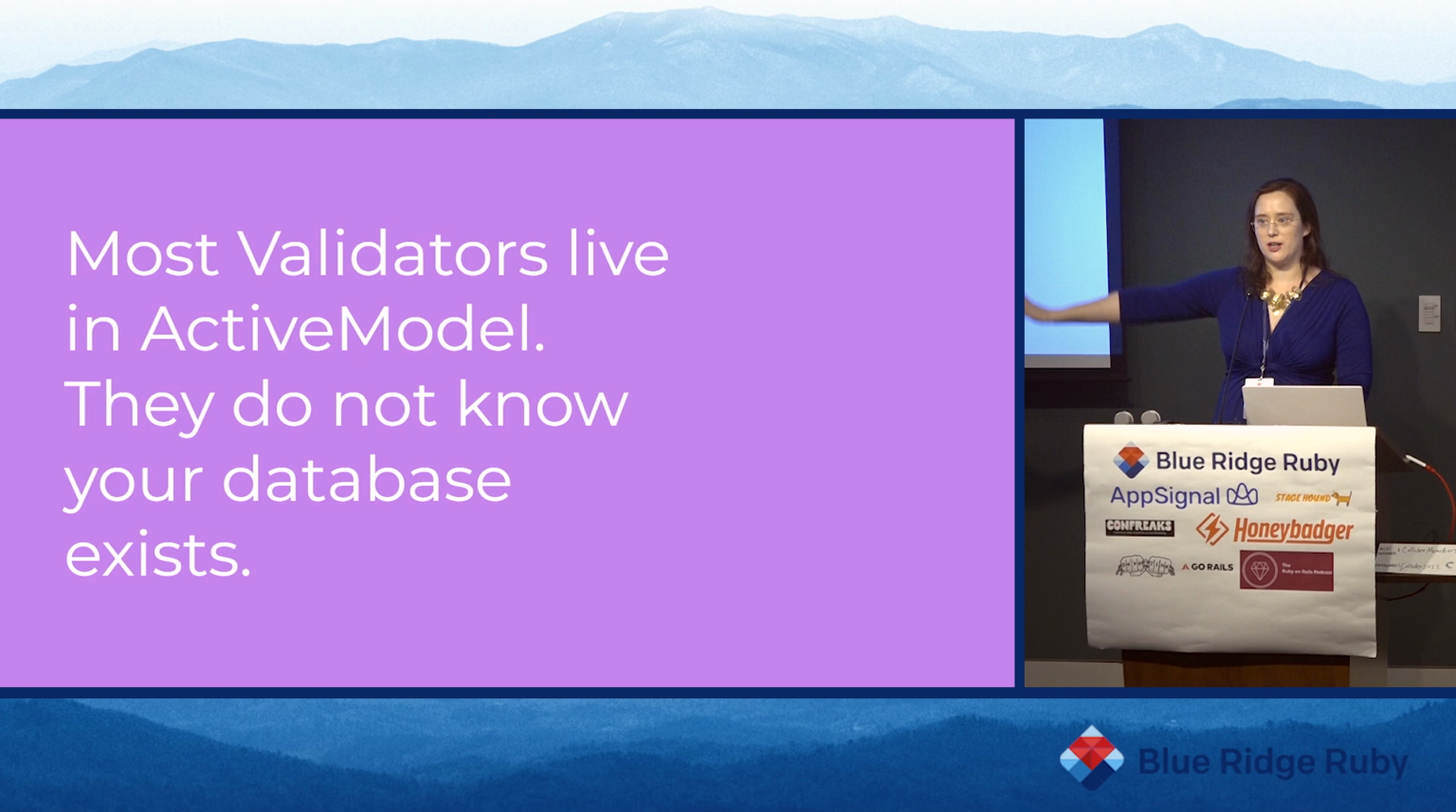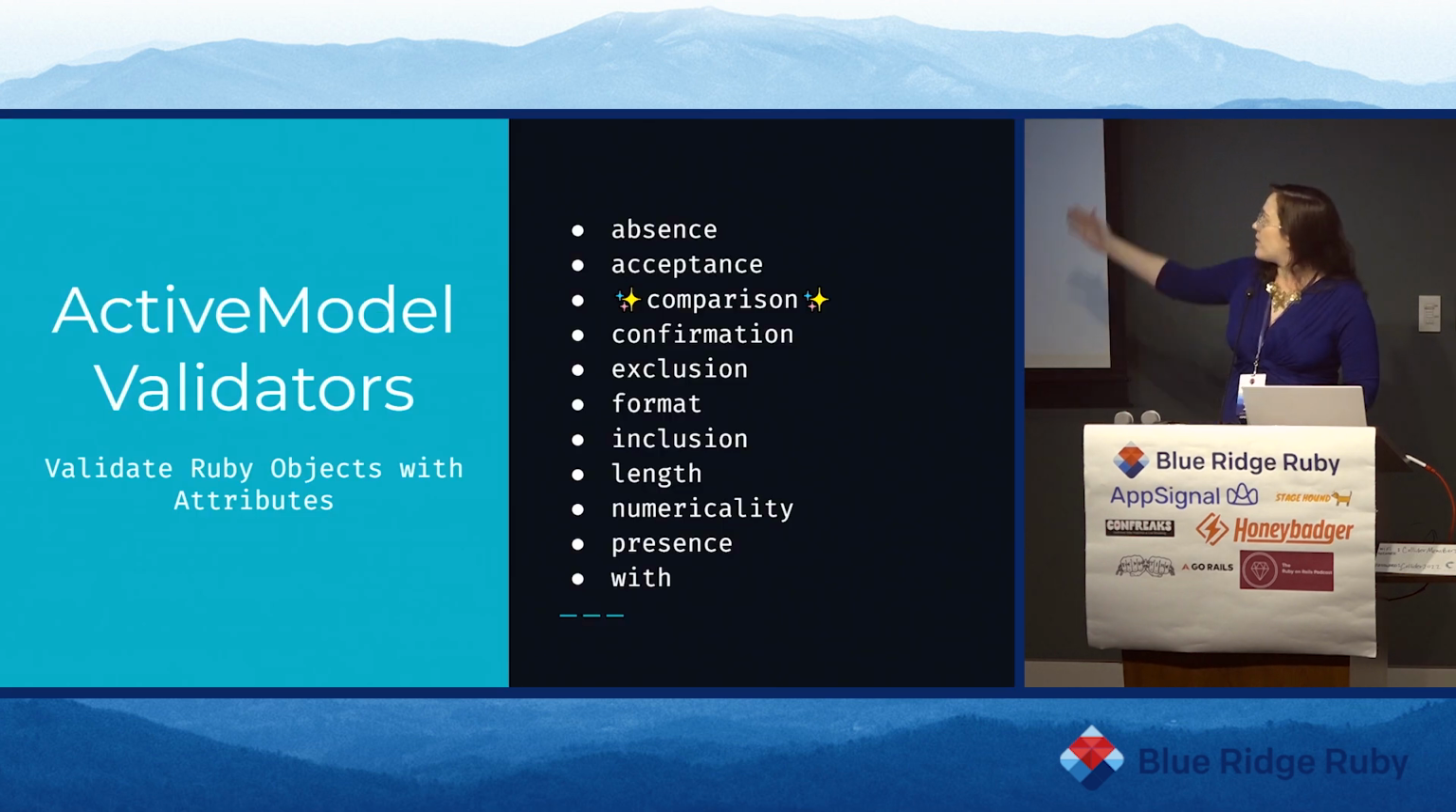Let's take a moment to talk about those validators really quickly. We have absence, acceptance, comparison. If you weren't aware, I added the comparison validator to Rails. Thank you to those of you who are in on the joke now. Then we have length, numericality, presence, a big long list of them.